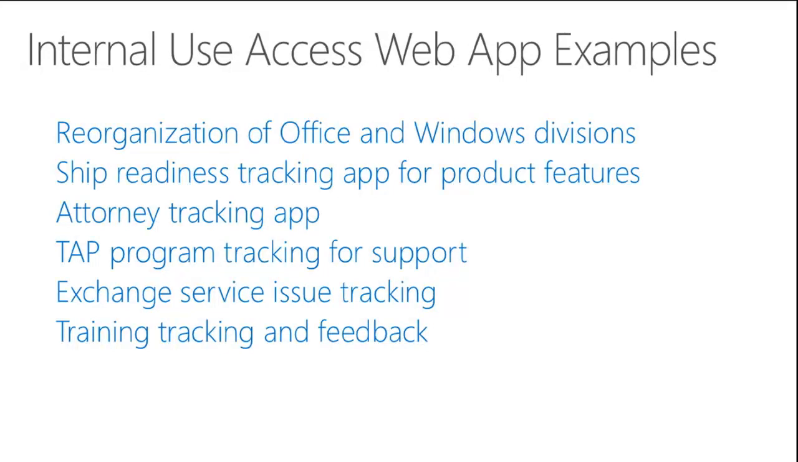We also have a ship readiness tracking app that's being used by some of the client teams for all the various features that they're coming online. They're using an Access Web App to track that. Our LCA team is using an attorney tracking app. Our TAP program is using an Access Web App for support. I know the Exchange server team is using an Access Web App to track a lot of the service issues. So as somebody gets a service request, they can use that Access Web App to go find what they need to do in response to that.